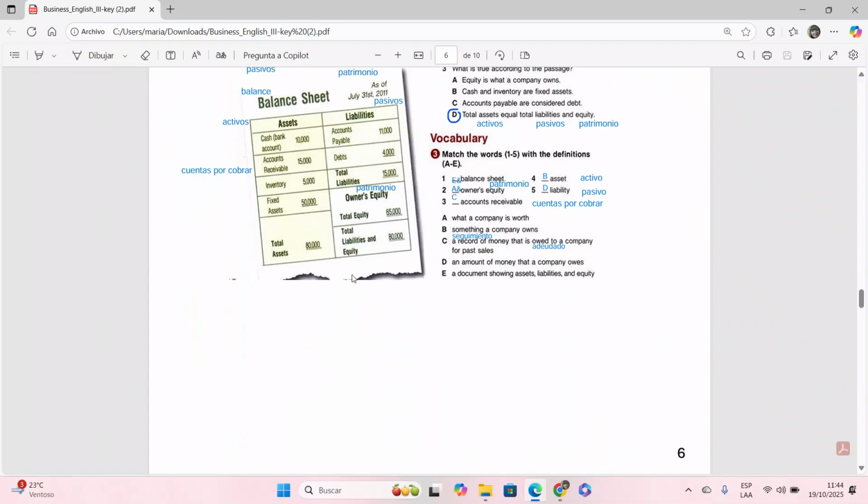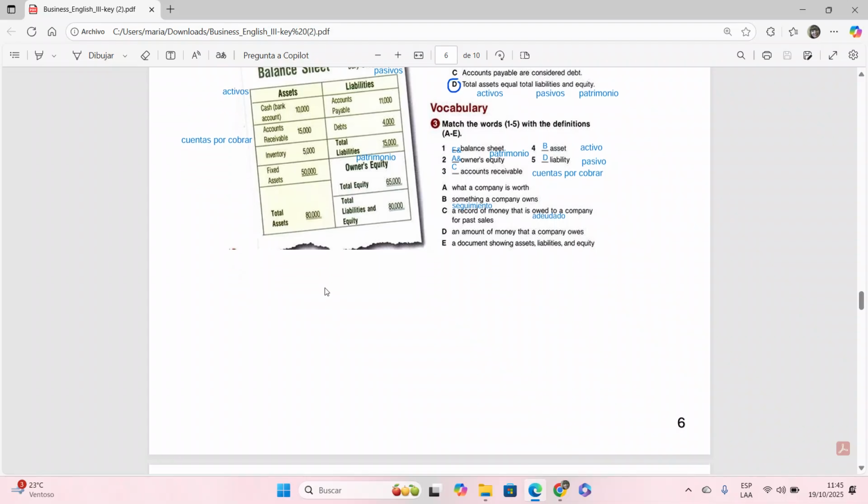Vocabulary. Match the words from 1 to 5 with definitions from A to E. 1. E. A document showing assets, liabilities, and equity: balance sheet. 2. A. What a company is worth: owner's equity. 3. C. A record of money that is owed to a company for past sales: accounts receivable. 4. B. Something a company owns: asset. 5. D. An amount of money that a company owes: liability.